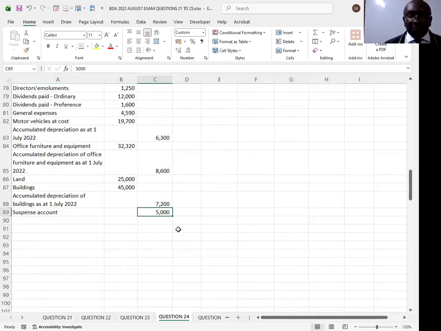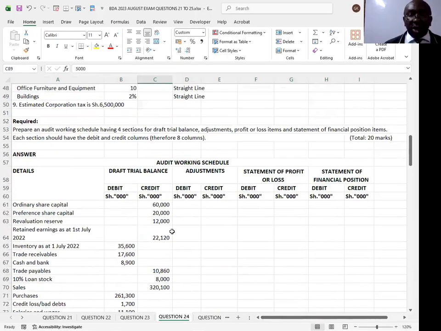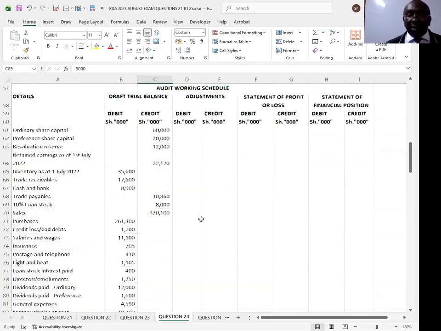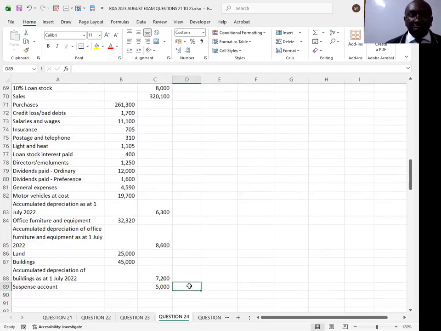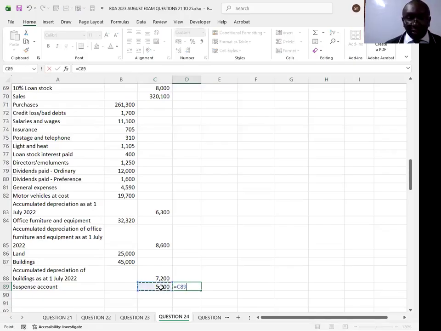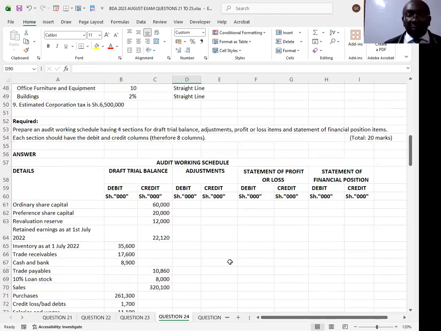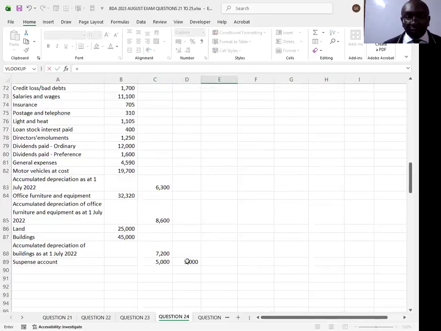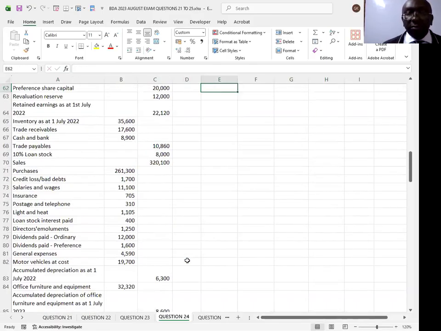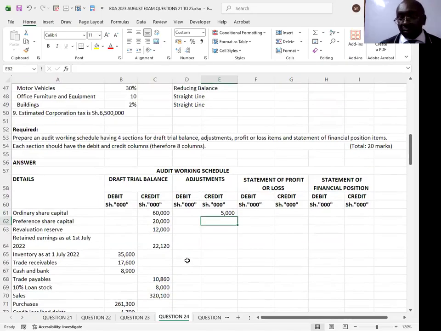We will close it and take that money to the share capital. So we will need to come here, debit this. We debit the suspense. So you say equals, you debit here. Then we go to the share capital here, you credit it because of this. So just a minute.